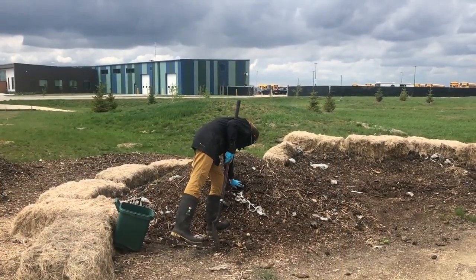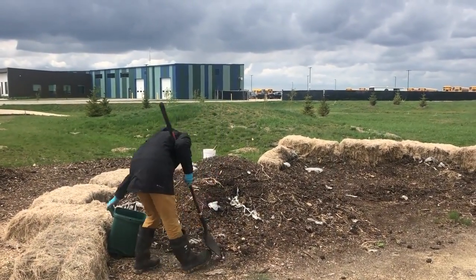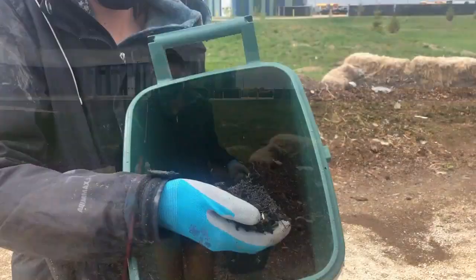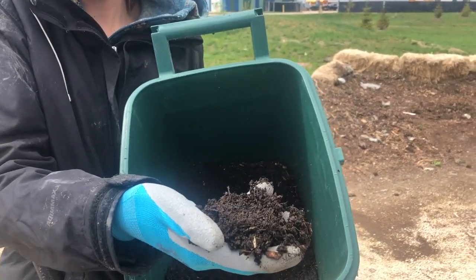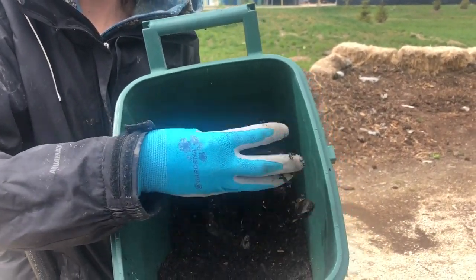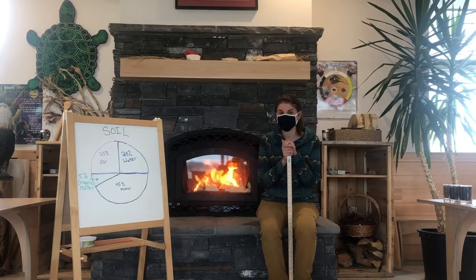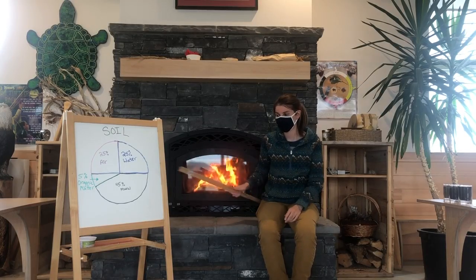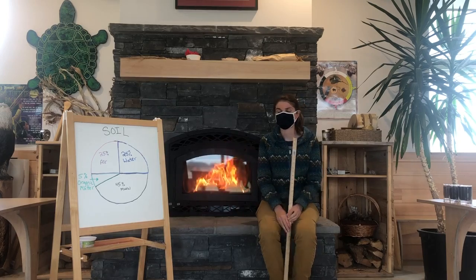Compost helps with this organic matter part. So compost is turning our food scraps into a substance that looks sort of like soil, but it actually isn't soil because it doesn't contain these rocks that soil does.